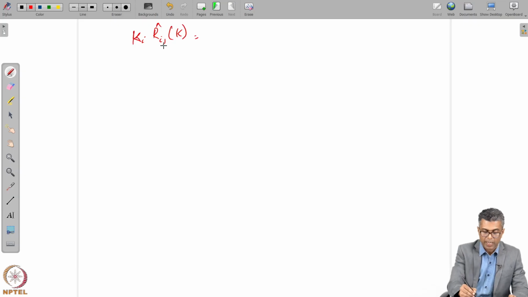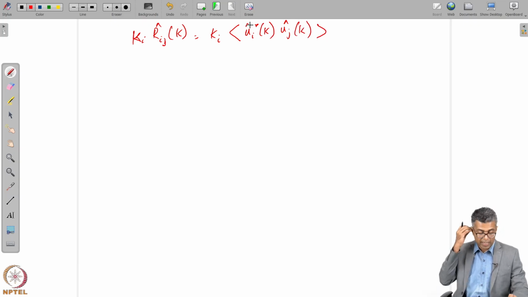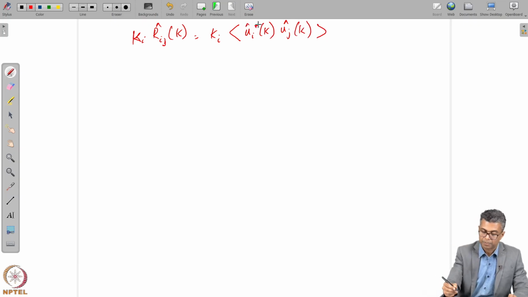Ki of Rij hat of kappa. And then what I'll have is the ki will come out because that is not part of the volume integral. And then I'll use the definition of Rij. So I'll have ui star of kappa, comma t is there, of course. I'm just not writing it to save notation space. So uj hat of kappa, like this, close angle bracket. Ui hat star times uj hat, right? Okay, so the first one is a conjugate, the second one is the vice.